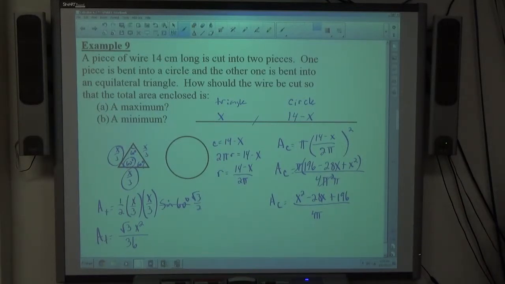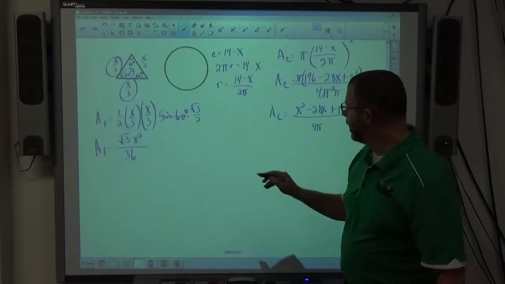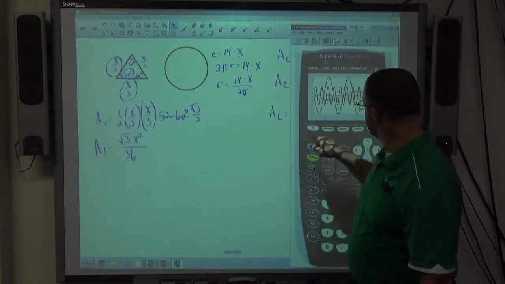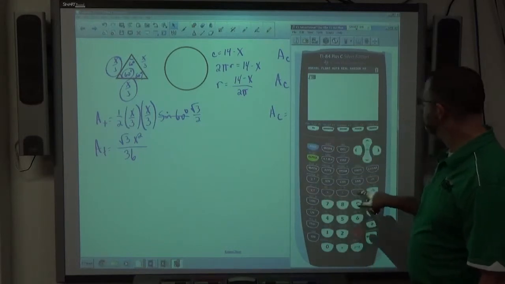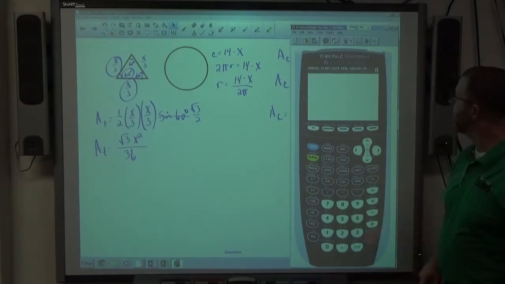So the total area enclosed, the area of the triangle and the area of the circle, if I add those two area formulas together, I've got an actual area formula here, right? And as before, I can get an approximation of this, right? So focus on that. Square root of 3 over 36 comes out to 0.0481.